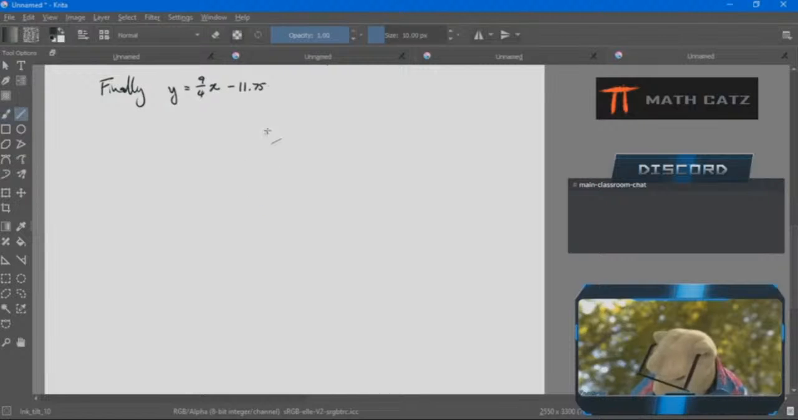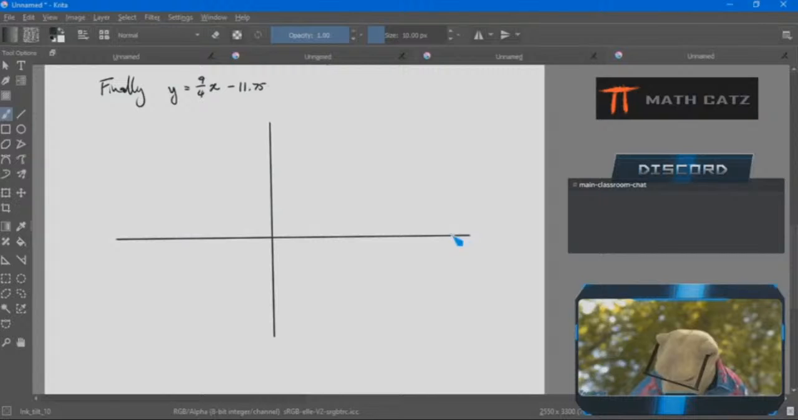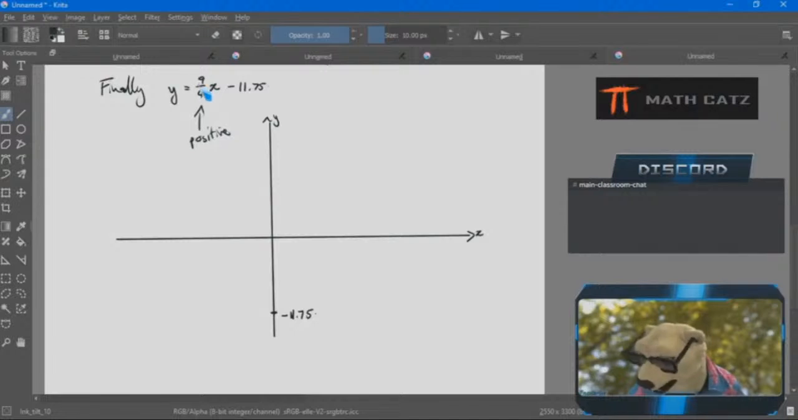Let's set it up. And again, it's just a very rough visualization. It doesn't have to be perfect in any way. So our y-intercept, let's just put it over there, negative 11.75. I have a positive slope. Notice that it's positive. So that means a positive change in y, so up is positive, corresponds to a positive change in x. So to the right is positive.